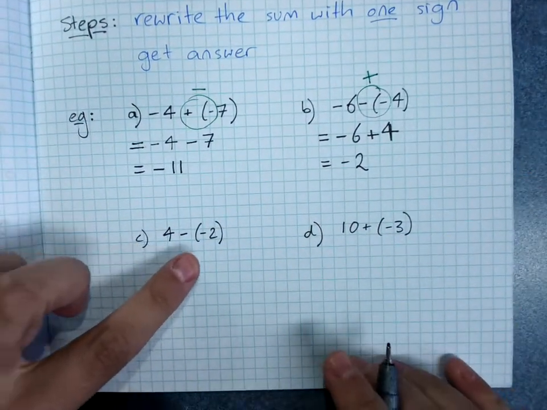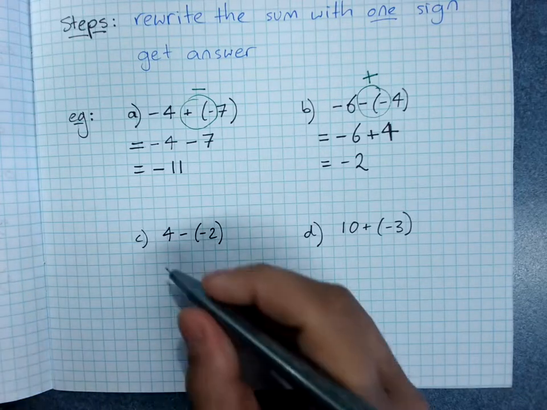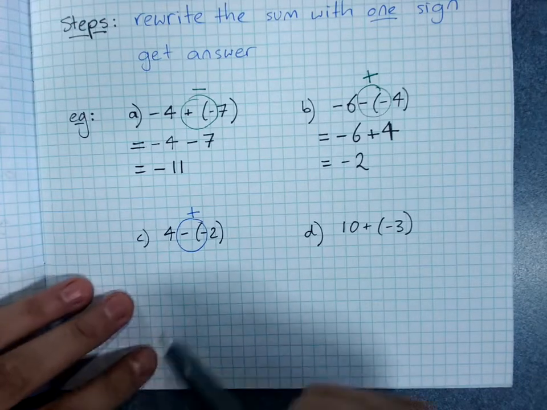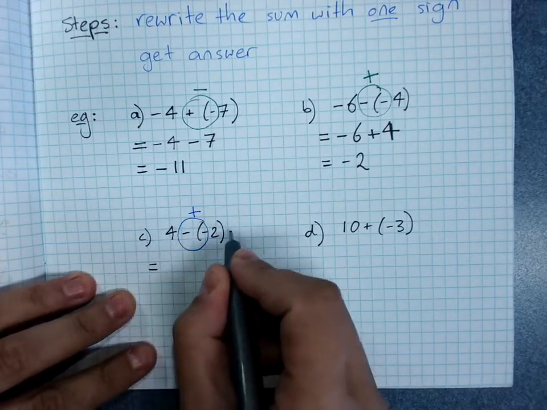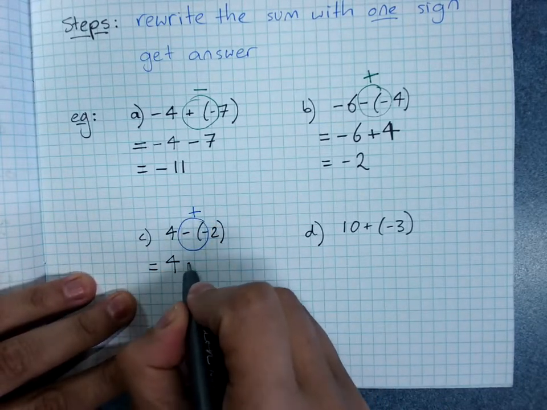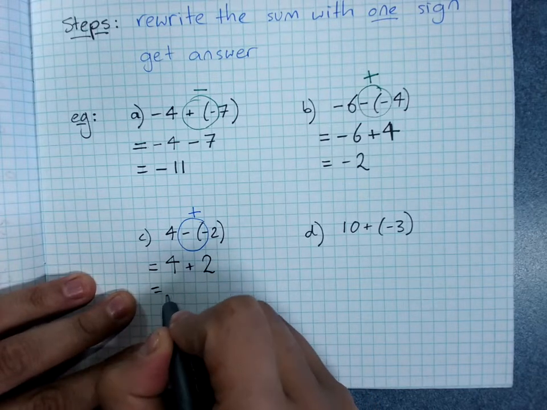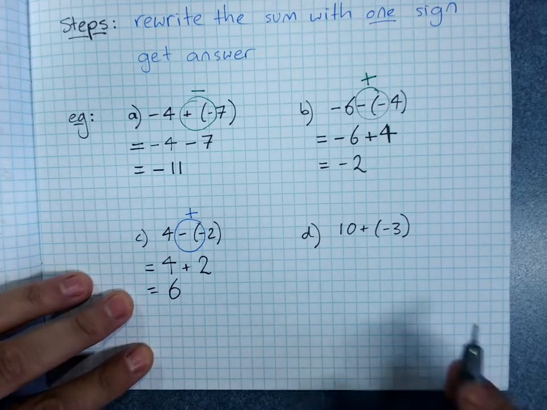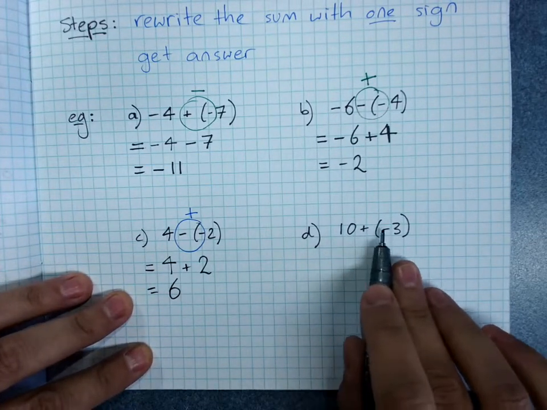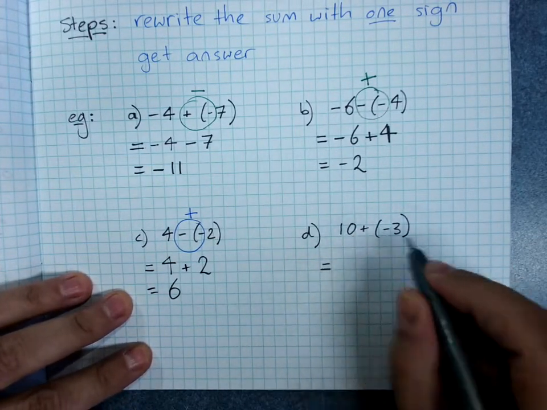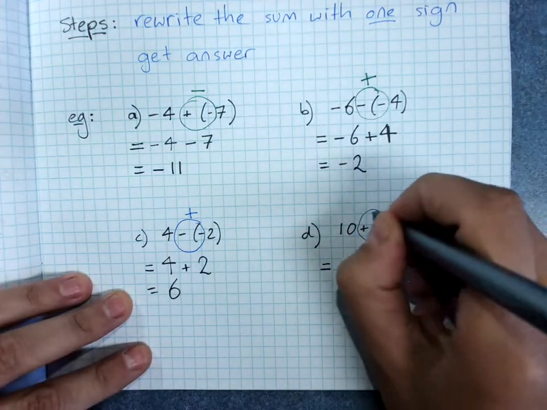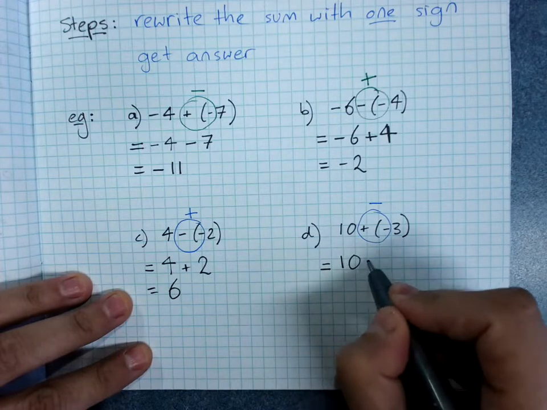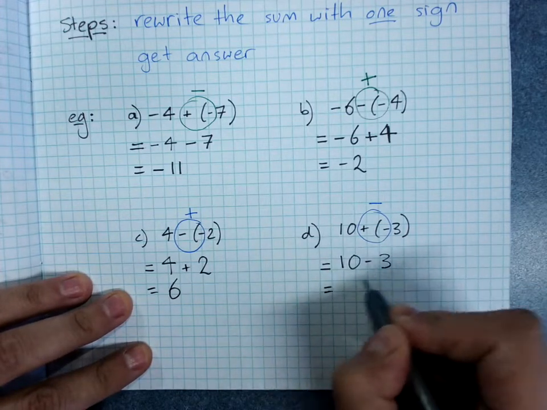4 minus -2. Minus a negative is plus. Put down an equal sign underneath and rewrite it with the new sign. 4 plus 2, you don't even need a number line for this because 4 plus 2 is 6. 10 plus -3, plus a negative is the same as taking away. 10 minus 3, again, that's 7.